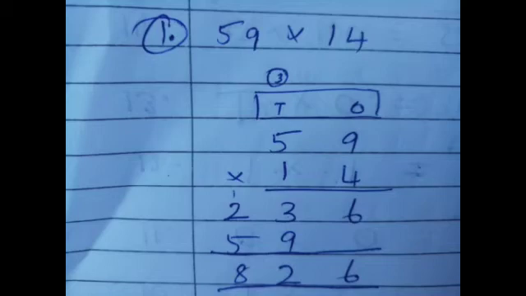Hundreds place we have 1 plus 2 plus 5, it is 8. So when we multiply 59 by 14, we'll get the answer 826.